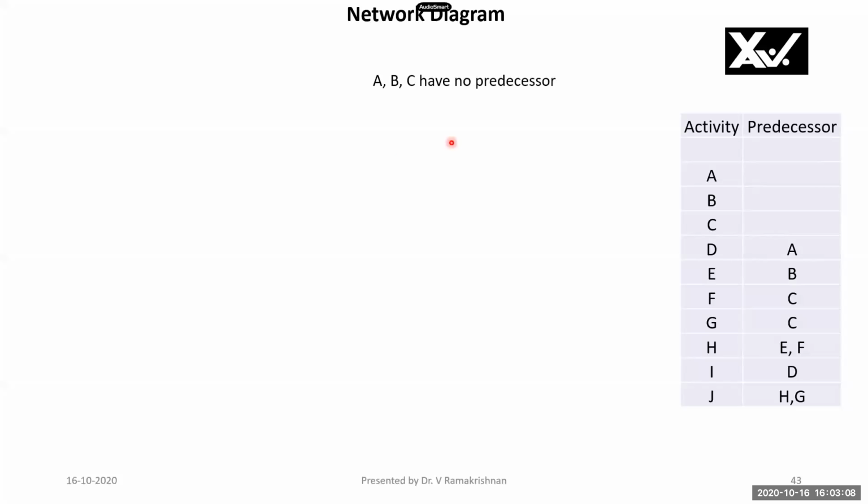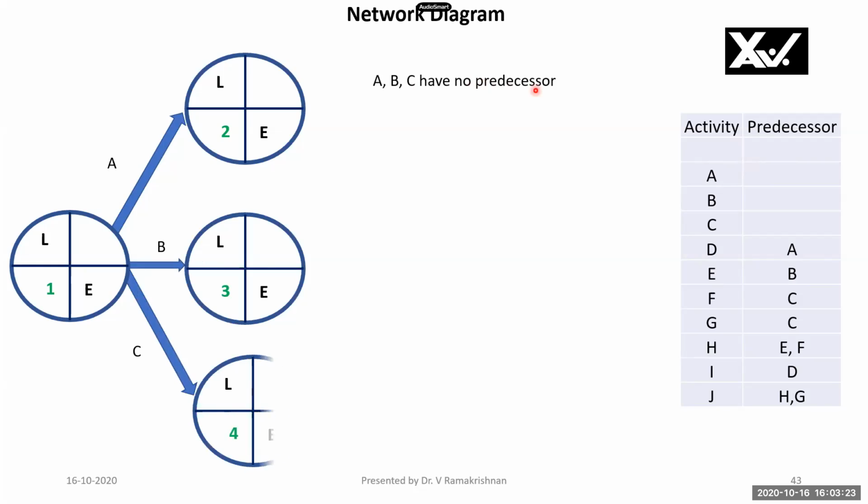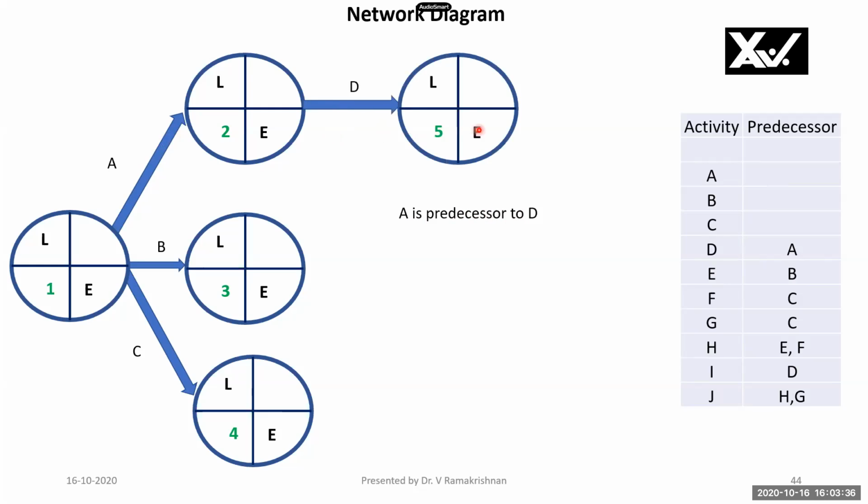Now we'll draw the network diagram. For drawing the network diagram, we need these activity numbers and preceding relations. Activities are given as alphabets A, B, C, D up to J. We see from the table that A, B, C have no predecessors, therefore they are starting activities. So we have completed these A, B, C activities easily. Now activity A is predecessor to D, therefore I will draw D here. So I have drawn this here.